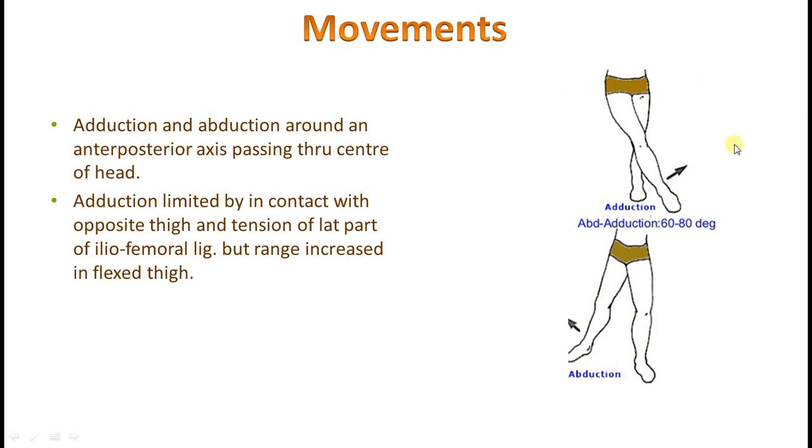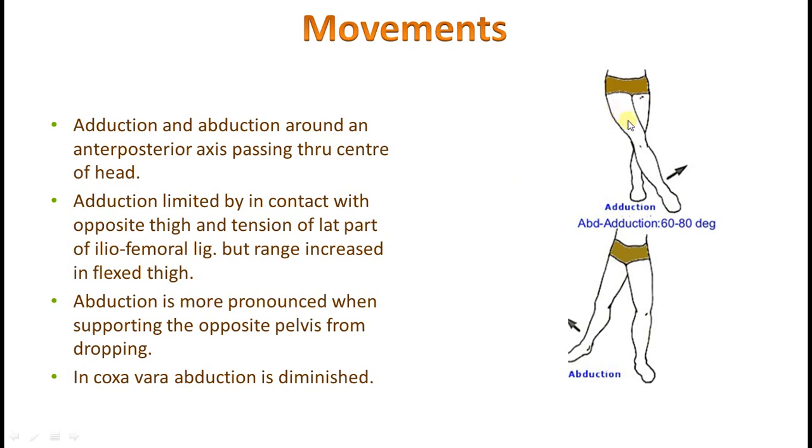So not only by this one, tension of the lateral part of the iliofemoral ligament. When you keep adducting more than that, the iliofemoral ligament, the lateral part, which is attached along the upper part of the intertrochanteric line, gets stretched and that limits the adduction. Further adduction you can do if the knee is flexed. So the range of adduction is increased when the knee is flexed.